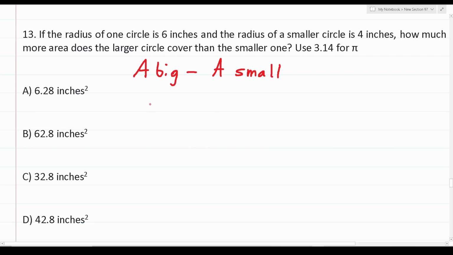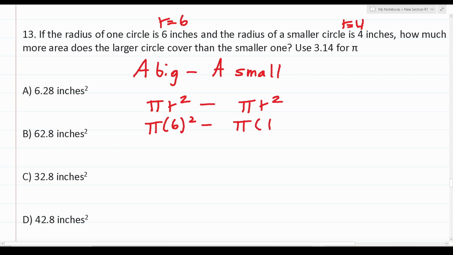So we know to find the area of a circle, it's going to be pi r squared. So this is going to be pi r squared minus pi r squared. Of course, this r refers to the radius, and we know this is going to be the radius of the big circle, which is going to be 6. And this radius is going to be the radius of the smaller circle, which is right here. It's 4. So let's plug this in. It becomes pi 6 squared minus pi 4 squared.